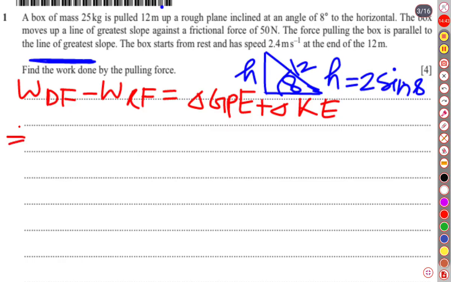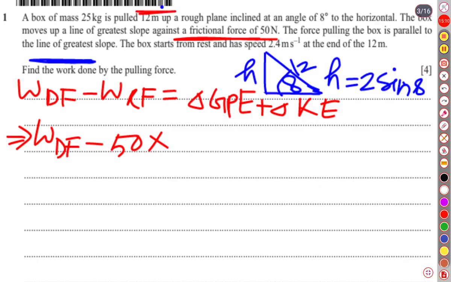Well, the work done by driving force is to be obtained, so it will remain as it is. And for the resistance force, we know the work done by resistance force is F into S. F is equal to what? Let us see the frictional force. The resistance force in this case is 50, and the displacement is 12 meters. So it's 50 times 12, equal to the change in GPE, which is mgh, plus the kinetic energy, half of mv squared.